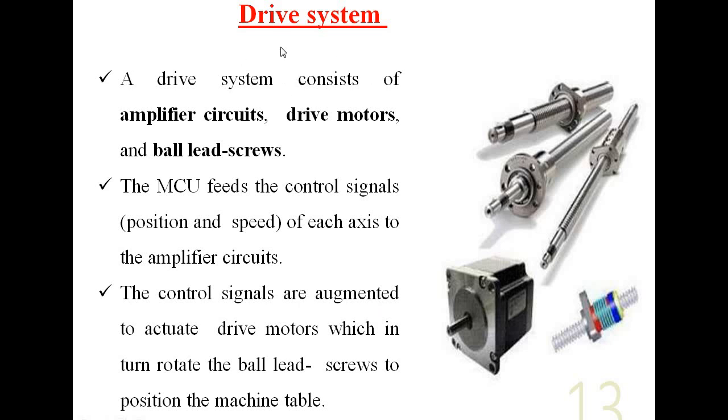The next important part of the CNC machine is the drive system. A drive system consists of amplifier circuits, drive motors and ball lead screws. The machine control unit feeds the control signals to each axis and the amplifier circuits. The control signals are amplified to actuate the drive motors, which in turn rotate the ball lead screw to position the machine tools. Generally, the drive system receives the signals from the MCU and performs as per those signals.